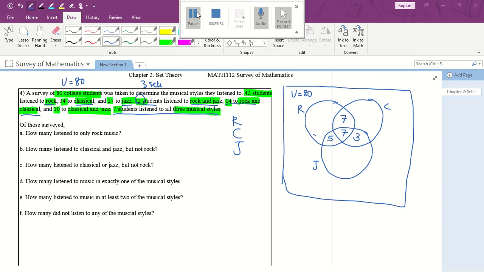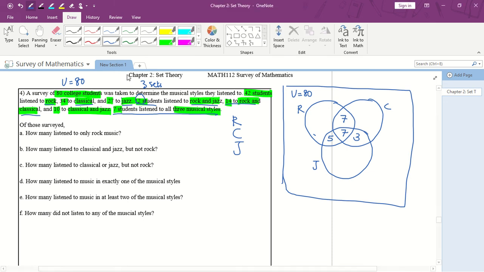Okay, so rock. Next, 27 to jazz. You need to understand that 27 to jazz means that in this whole region, there is 27. So we need to use 27 minus 5, 7, and 3. 27 minus 7 plus 3 is 10, 10 plus 5 is 15.